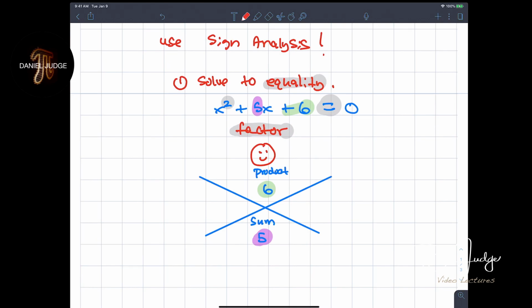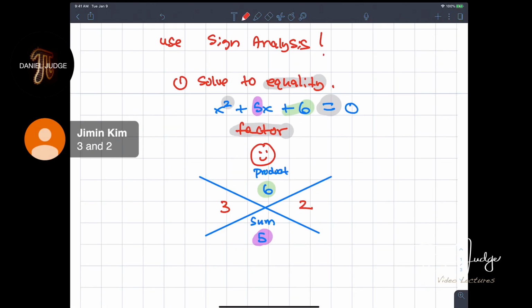Thank you. And I put these numbers in red. They go here and here in the cross method or crisscross method. Yes, these are the numbers. You guys know factoring is just amazing.